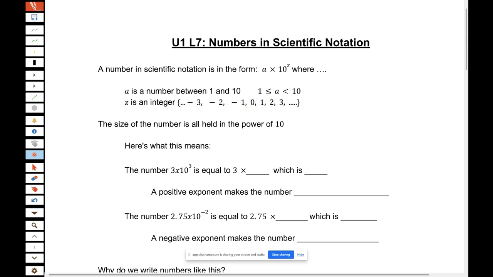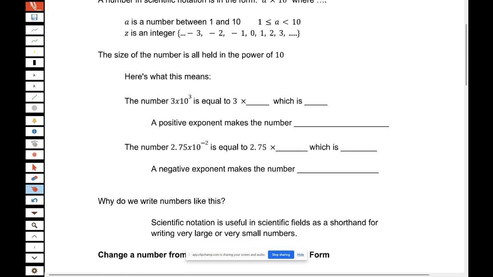Scientific notation is the one exception to writing numbers with exponents where you can have a negative exponent in the final answer. The size of the number is all held in the power of 10. That's going to help us write big and small numbers.